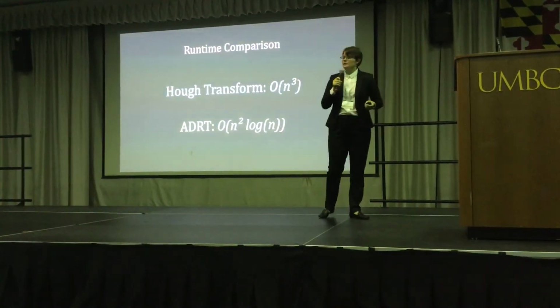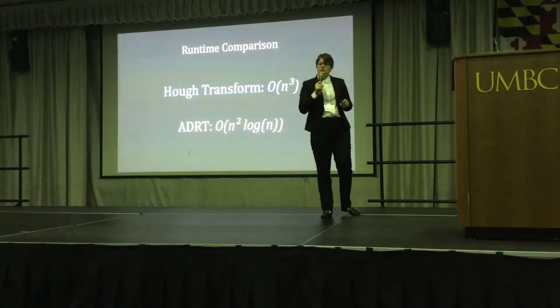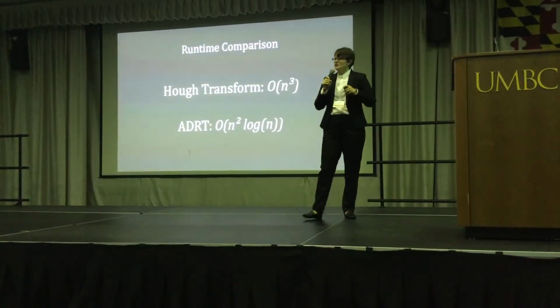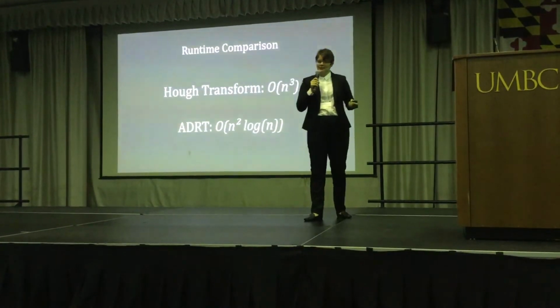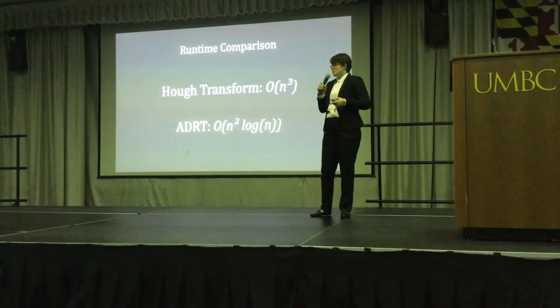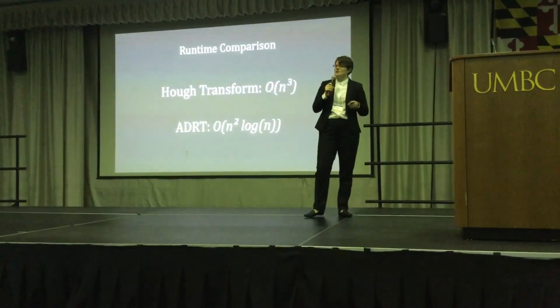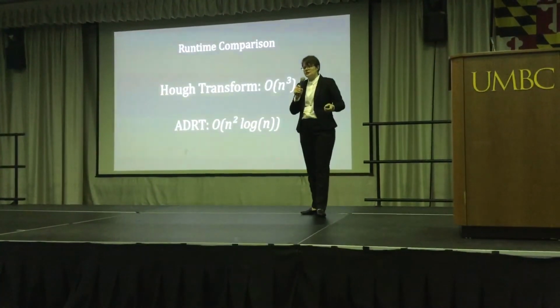We're measuring our runtime in what's called Big O time. Big O time tells you the worst case scenario number of steps an algorithm will need to complete a task given an input of size n. Our Hough transform runs at Big O of n cubed, while our ADRT runs at Big O of n squared log n, which is smaller.